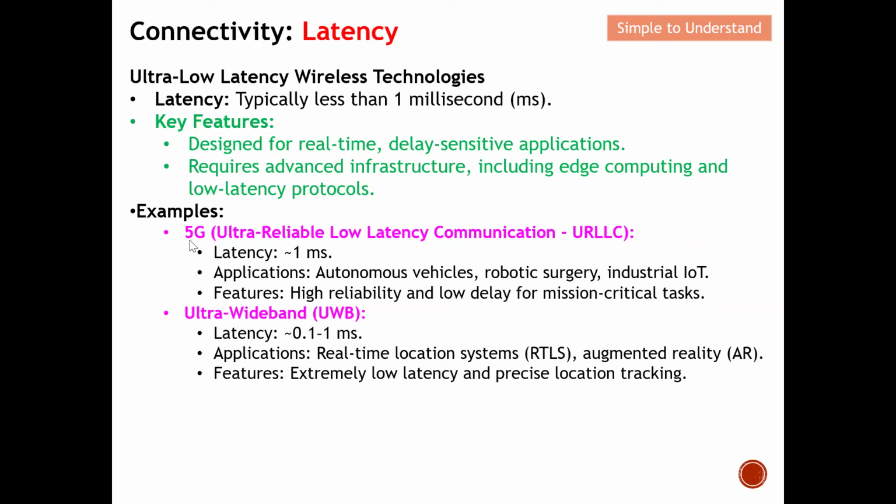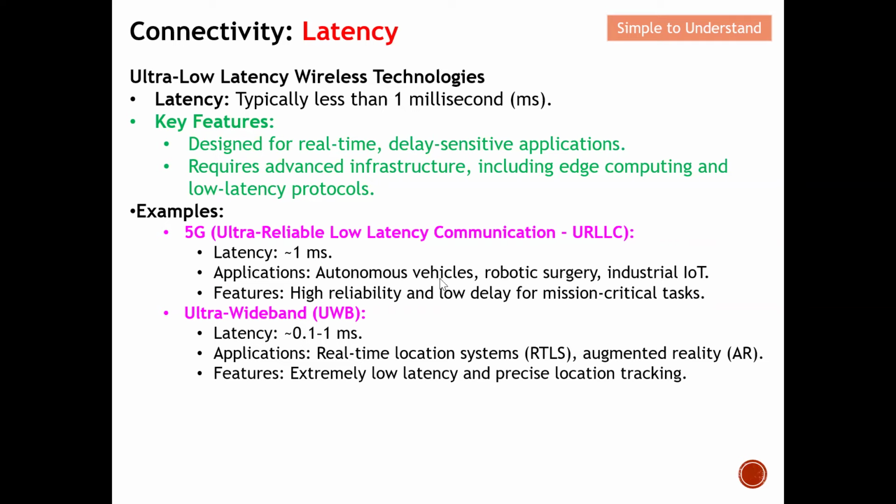One example of ultra low latency is 5G. 5G actually has three boxes to fulfill. One of the three boxes is ultra reliable low latency communication, called URLLC. You can see the key emphasis here is on low latency, so the latency is around 1 millisecond.